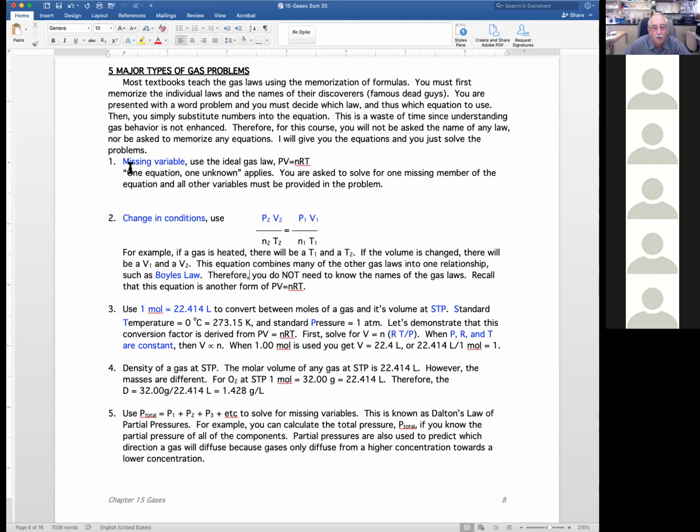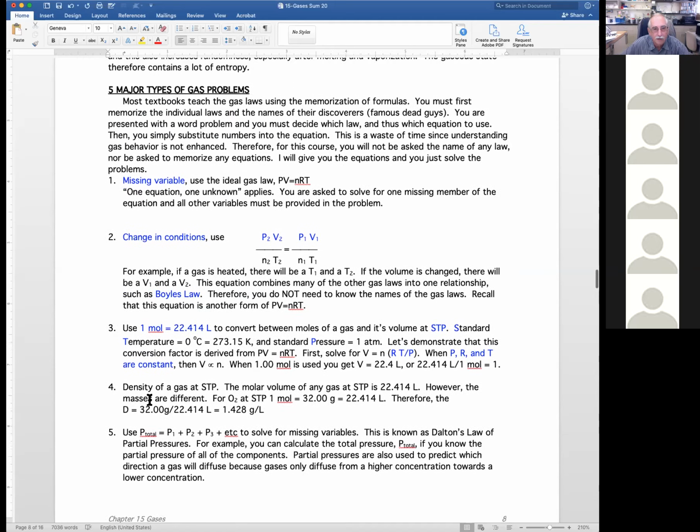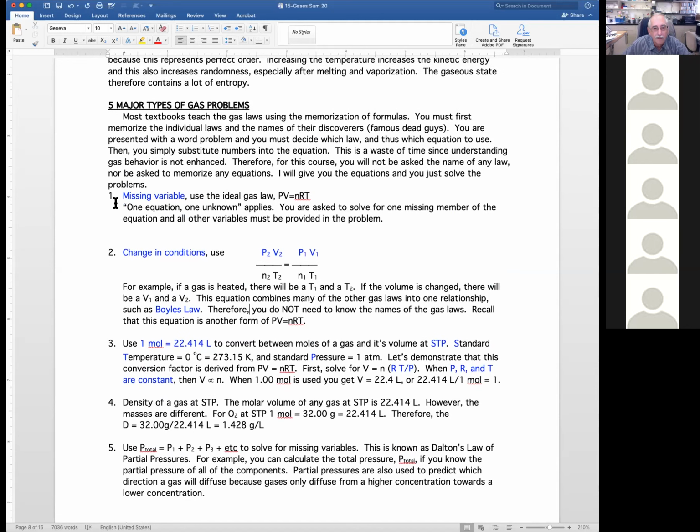So, 5 different kinds of gas problems. One is a missing variable. You're simply going to use PV equals nRT. That means if I'm going to ask you for P, I have to give you all those other things, and you simply solve for it.